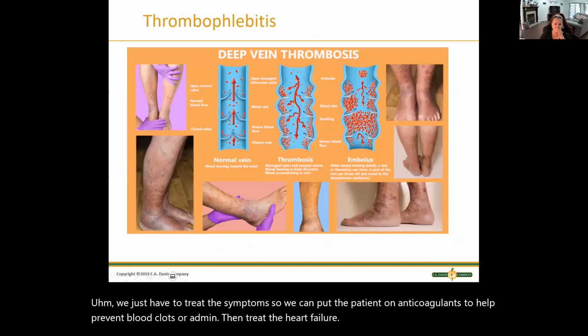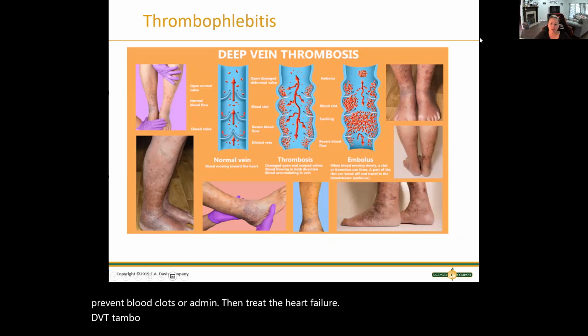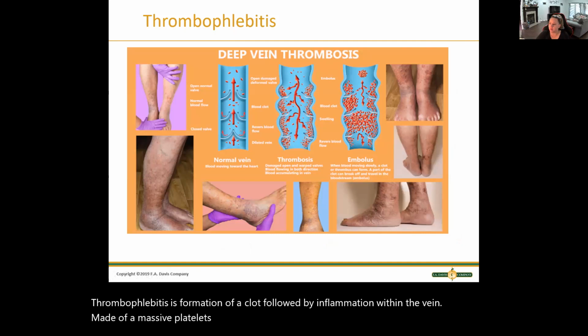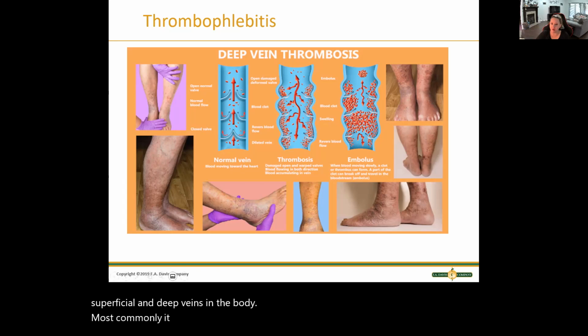DVTs, thrombophlebitis. So thrombophlebitis is formation of a clot followed by inflammation within the vein. It's made of a mass of platelets and fibrin. It's the most common disorder of the vein. It can occur in superficial and deep veins in the body. Most commonly, it occurs in the legs, thigh, and pelvis.